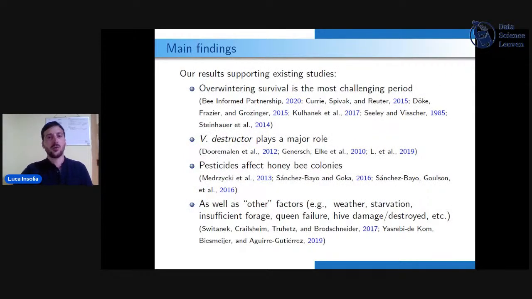So I will now go into more detail on our findings, and I will be very fast. We found some evidence that the fourth quarter is the most influential one, with a negative impact on honeybees, and this is likely due to overwintering. Varroa destructor is one of the most harmful stressors for honeybees, and this is followed by pesticides and other factors, which is a variable provided by the USDA, but it comprises weather, starvation, insufficient forage, and so on.